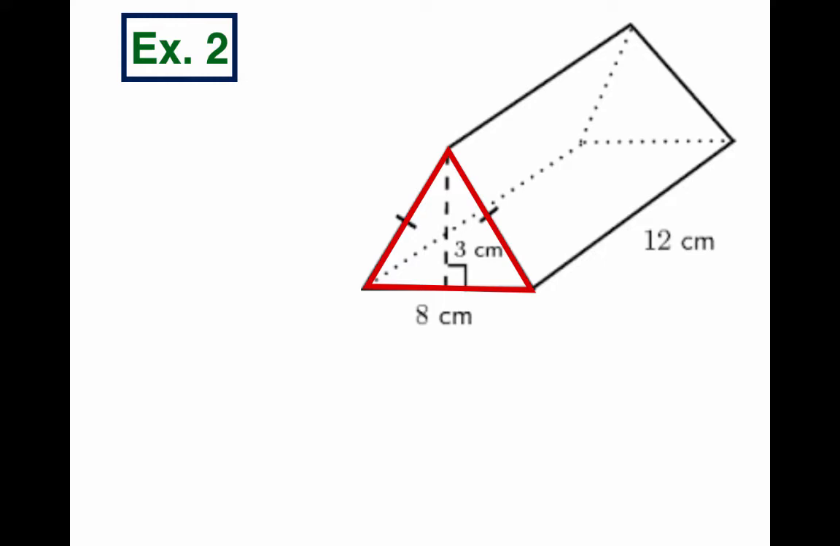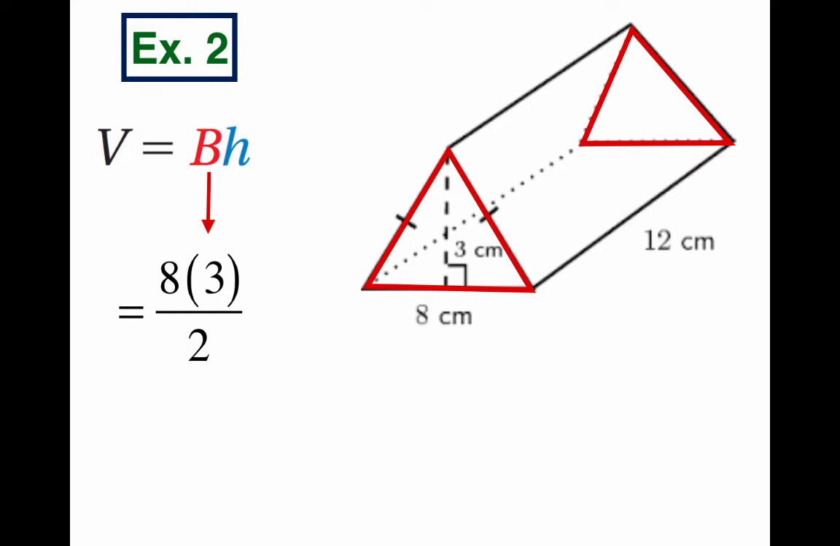Now remember how the base works. For a prism, the base has to have a top and a bottom that match. Well, in this case, it's a triangular shape on the front and the back that match up with each other. So we're going to use the triangle to find the area of the base. B is going to be 8 times 3 divided by 2. Base times height divided by 2. That's the area of that triangle.